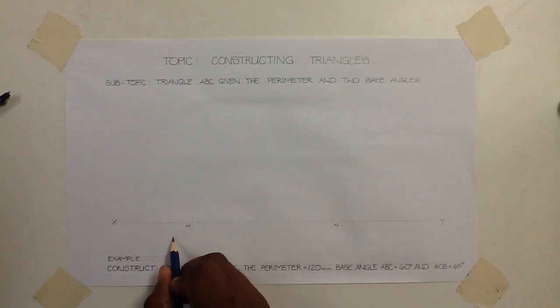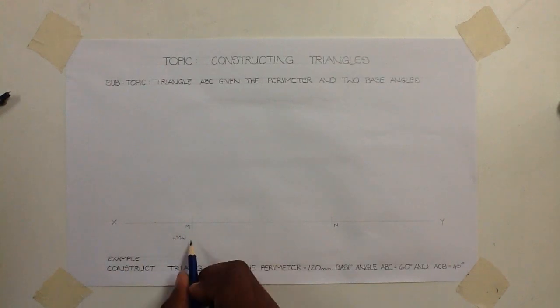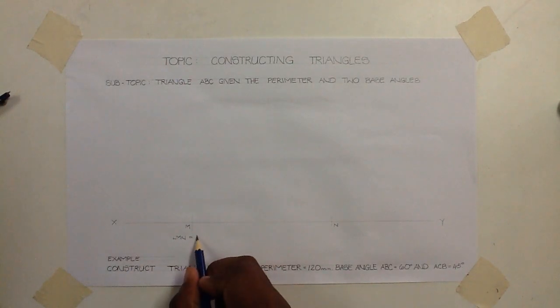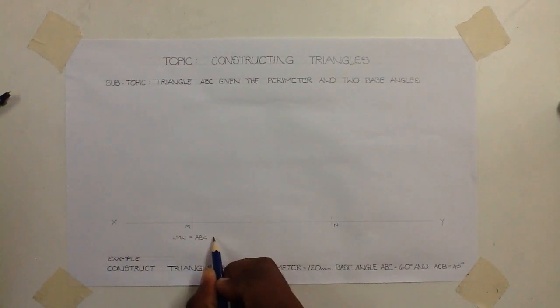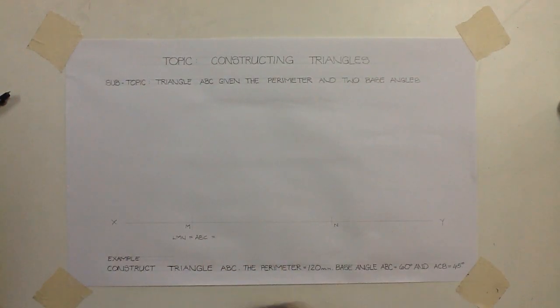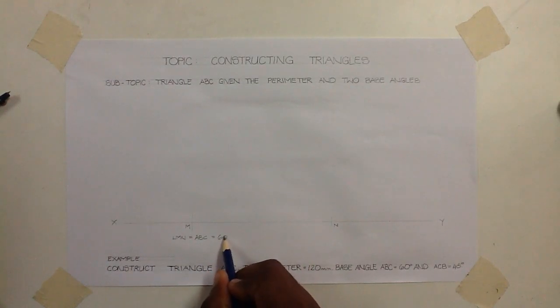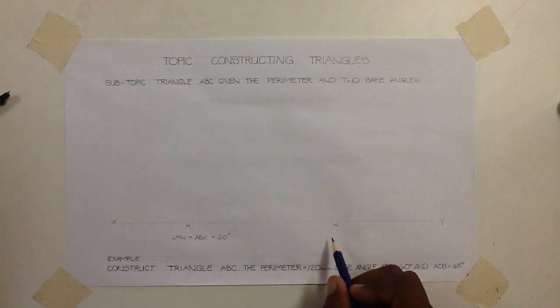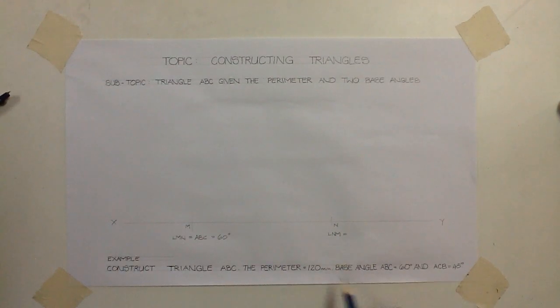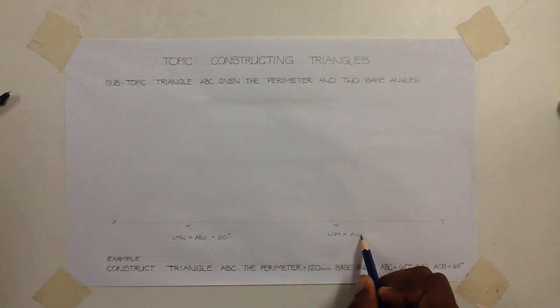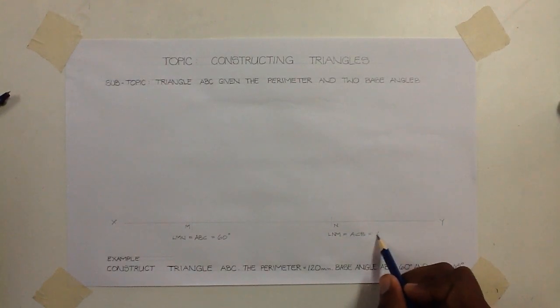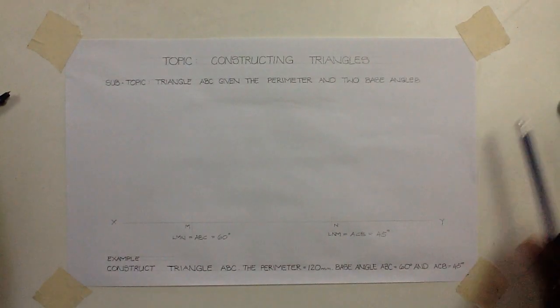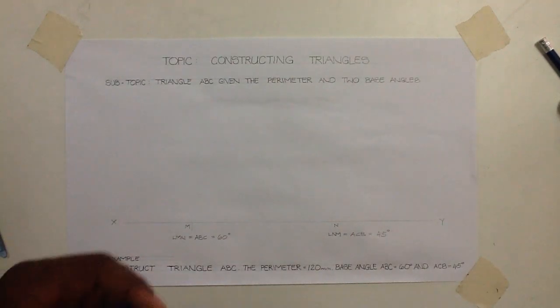So let us allow LMN, the angle at point M, be equal to ABC, which is the angle at point B, and that is 60 degrees. We are also going to allow the angle at point N, and we'll label that LNM, be equal to ACB, and that angle is 45 degrees. So let's proceed with the construction of those two angles.